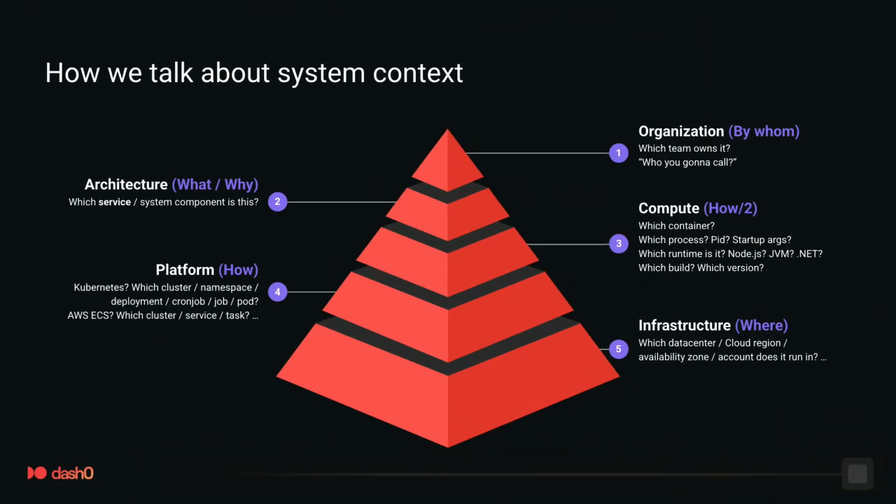And how does this then apply to the systems that we are working with in this part of the world? We have different layers, right? We have the infrastructure, we have the platform, we have the compute layer, we have the architecture itself, so the service names and all that, but also the organizational part: who actually owns the service. So all of this is context around the applications that we are running.